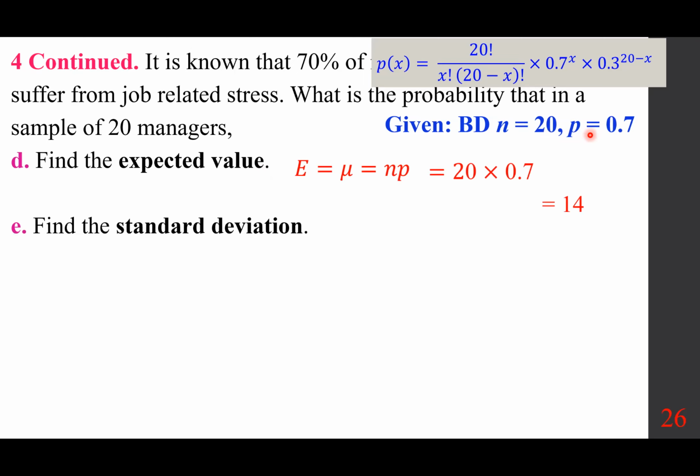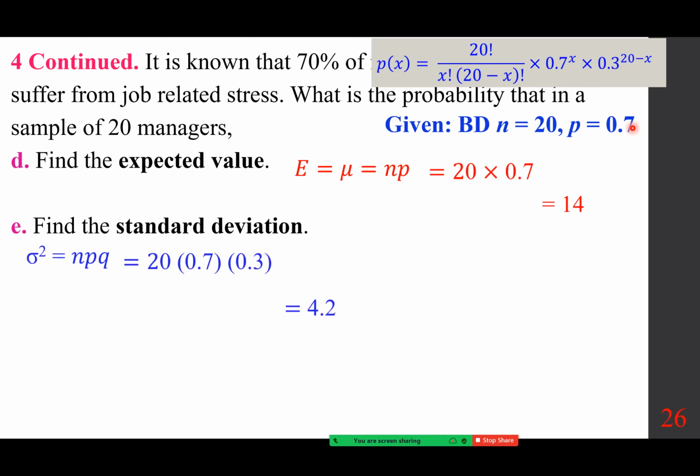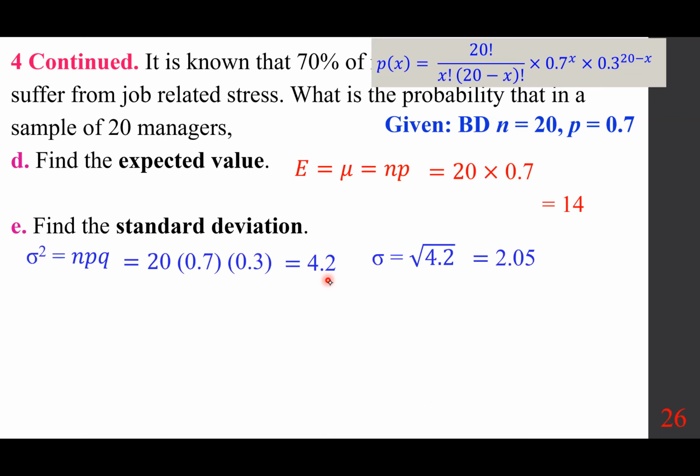The next one is asking for the standard deviation. Sigma squared is NPQ. Again, that's a formula. So N is 20, P is 0.7, and Q is 0.3, remember, 1 minus P. When you multiply, 20 times 0.7 times 0.3 gives us 4.2. This is sigma squared, the variance. The standard deviation is the square root of 4.2, which is about 2.05.